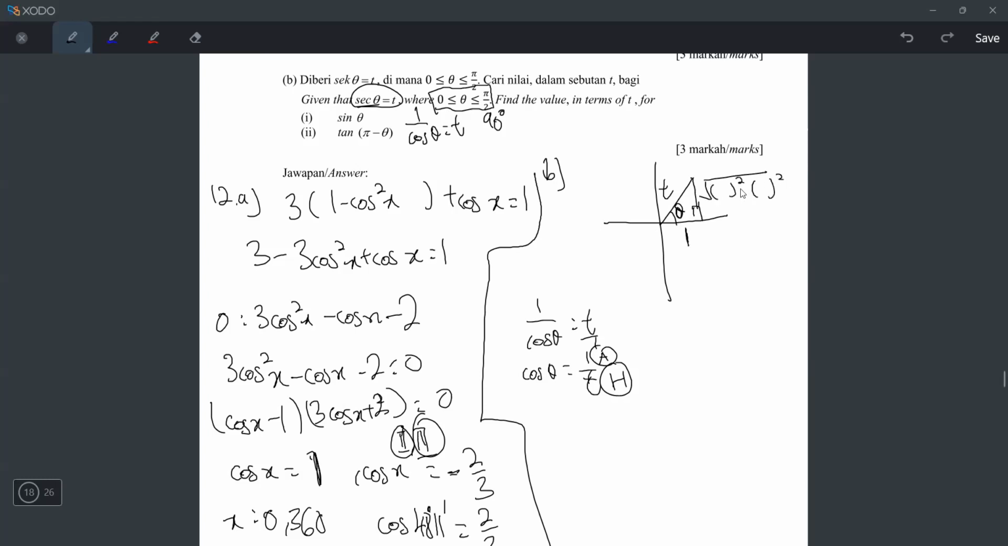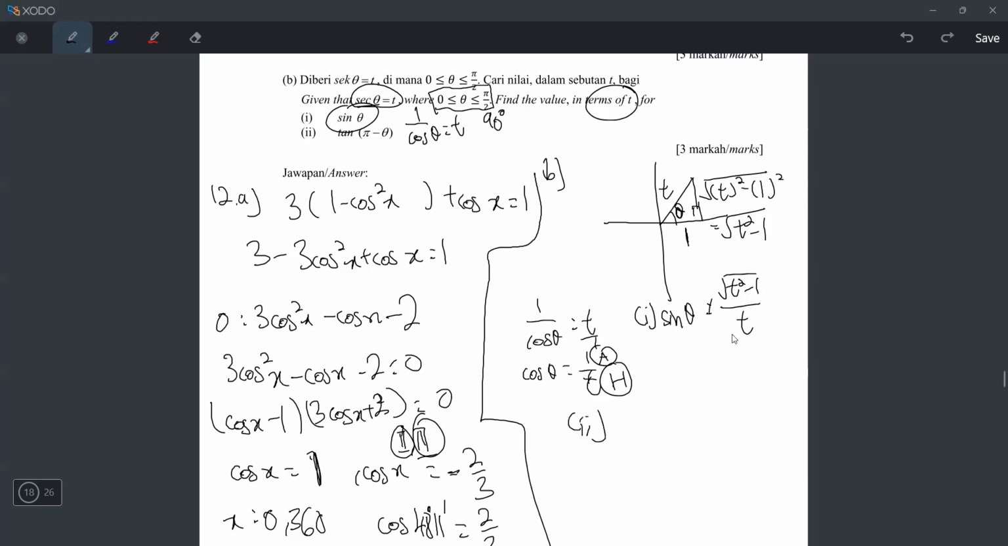Square root of bracket square minus bracket square. Why minus? Because I'm finding the shorter side. So t square minus 1 square, so it's square root of t square minus 1. Right? So this is the opposite. Now after I'm done drawing, only now can I find the value of sine theta in terms of t. So how to find sine theta? Opposite over hypotenuse. Opposite is square root of t square minus 1, hypotenuse is t. If I don't draw this, can I do it? Cannot. Very difficult. That's why you have to draw.